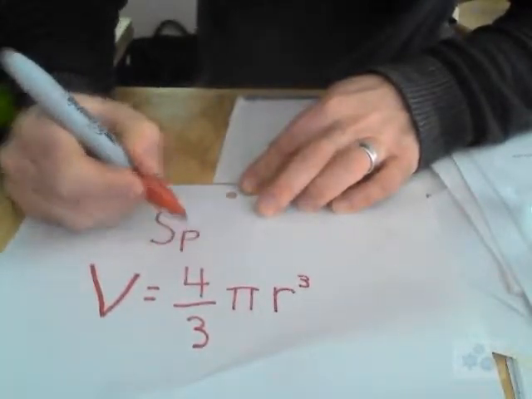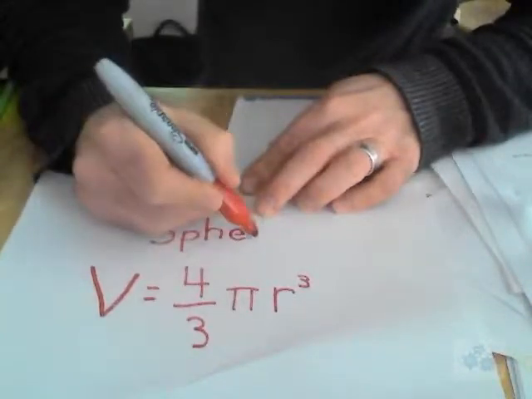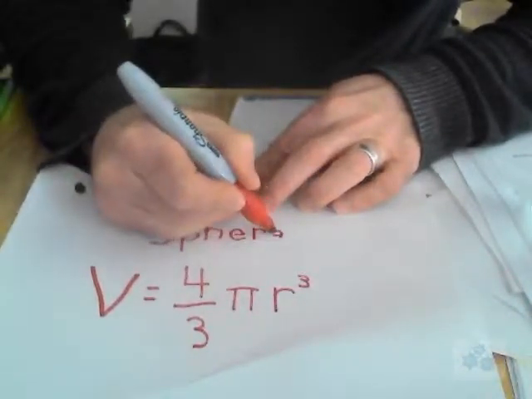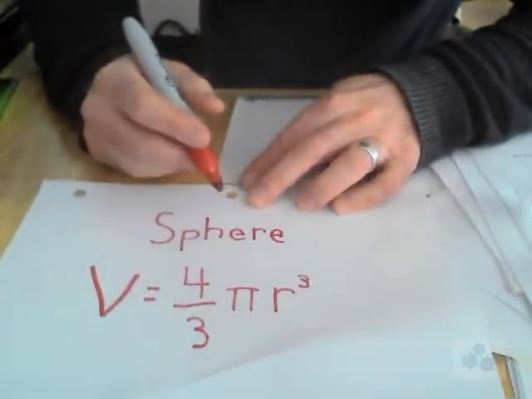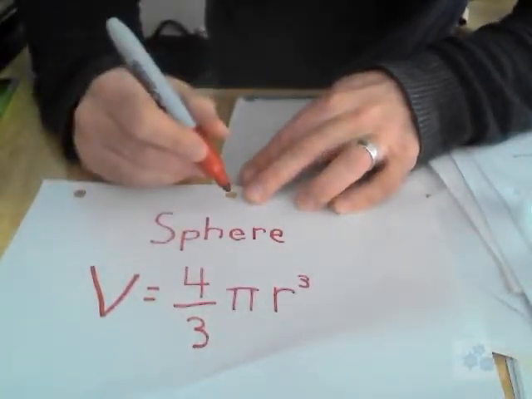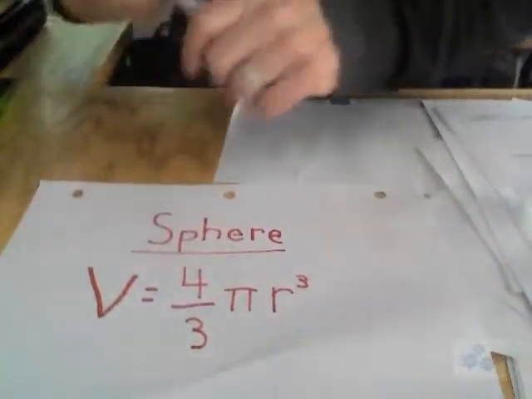S, P, H, tell me if I'm doing this right, E, R, E? Sphere, volume for a sphere. Nice. All right, so I'm going to spin this around so I can actually work on this.